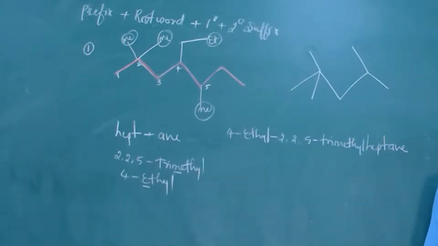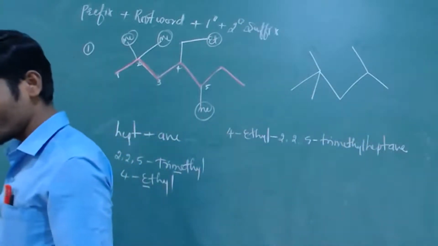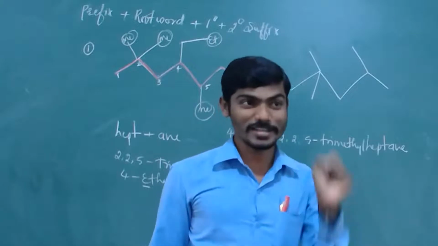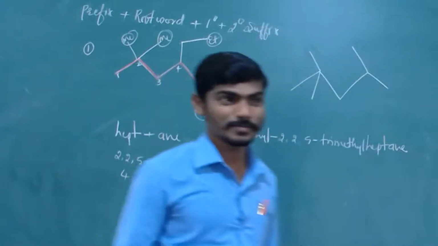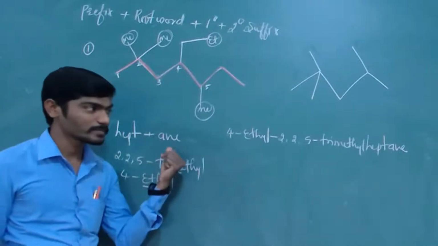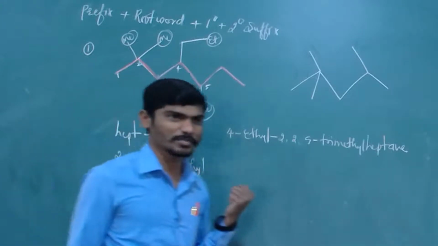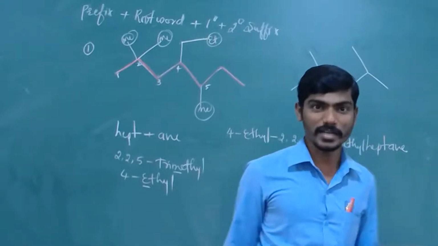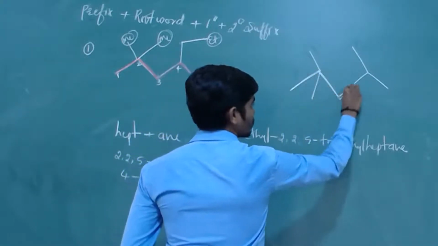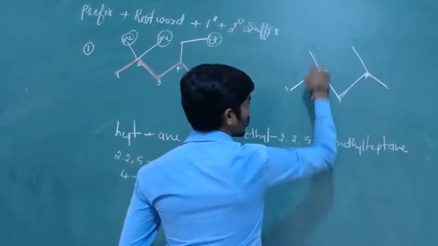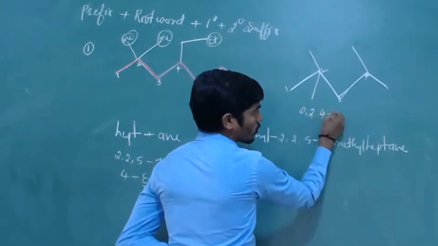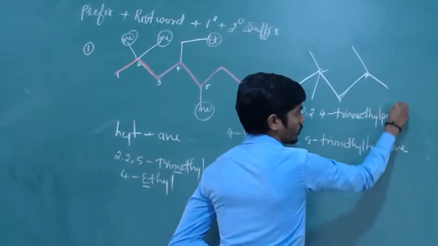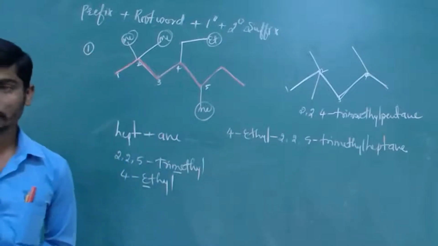Second example. Write the answer in your notebook first. 2,4-trimethyl pentane, right? Yes. Parent chain: 1, 2, 3, 4, 5. So 2,2,4-trimethylpentane. Good. Next example.